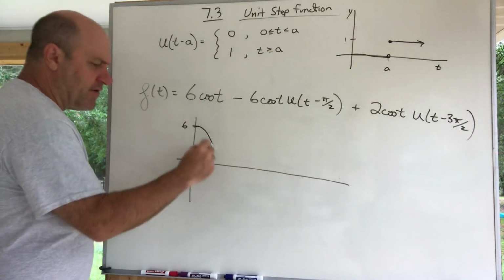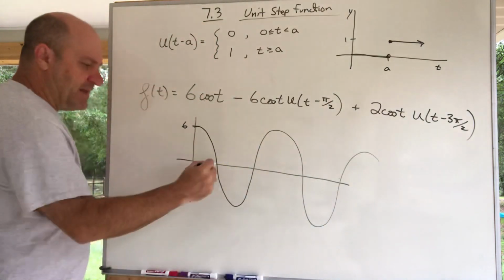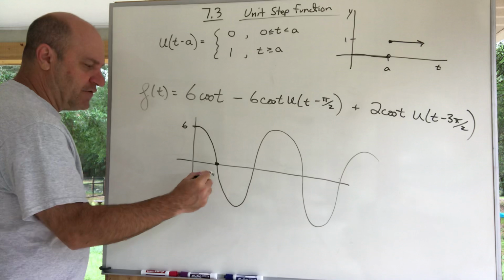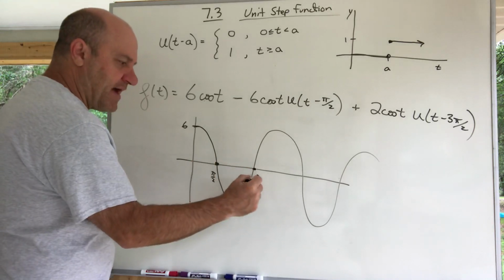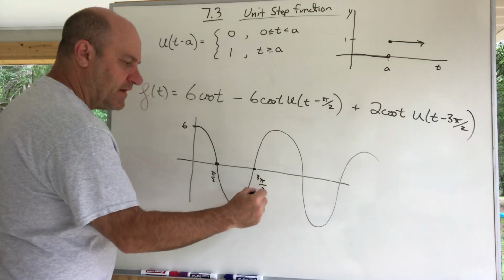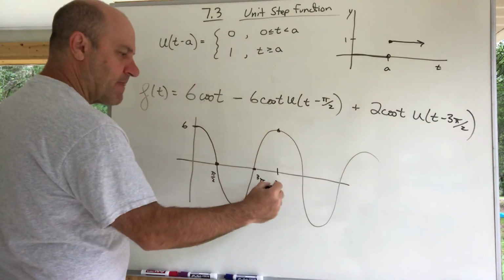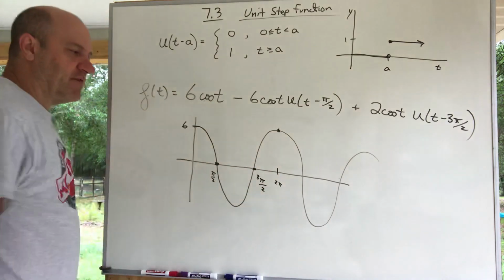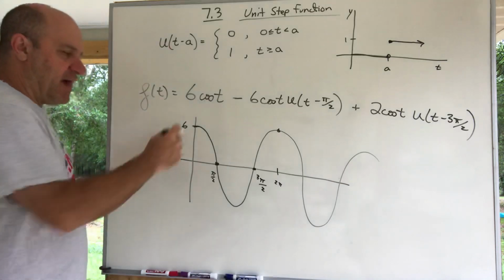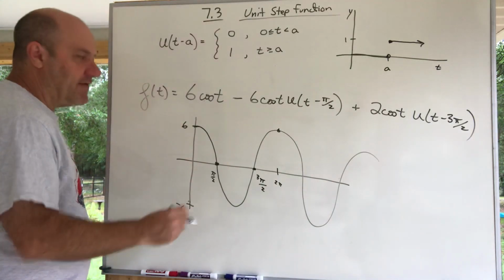Cosine starts up here and dives through here like this. And by the way, it dives through here at pi over 2. It comes back through at 3 pi over 2. And it's back here at 2 pi. That's one complete cycle of just a cosine function with a period of 2 pi. Amplitude is 6. Okay, so there it is.